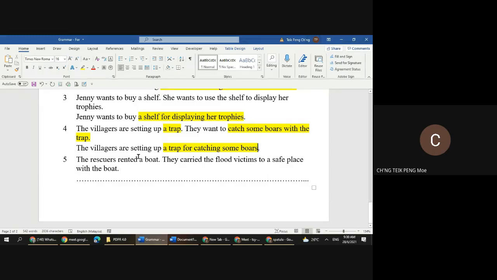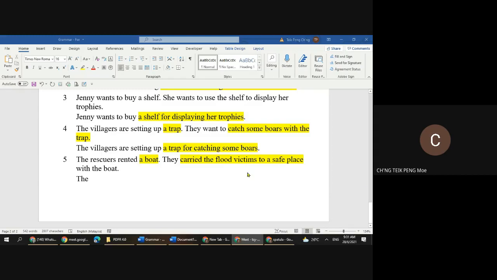So, what is the function? Apakah kegunaan boat itu? Carry the flood victims to a safe place, right? This is the function. This is the kegunaan. So, you can write it this way. A boat for catching some boars. Okay, you don't have to write with the trap anymore. Okay, untuk Putri Shaniza, you don't have to write a boat for catch.